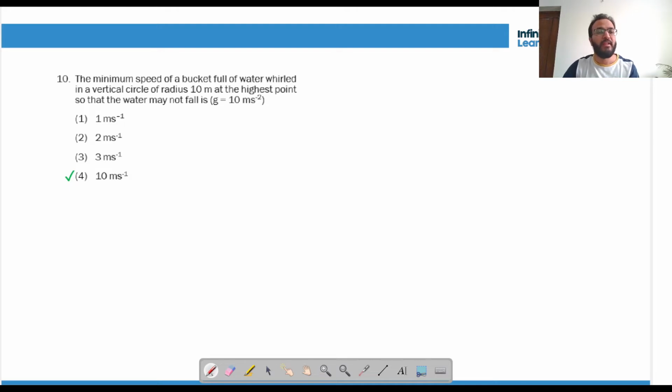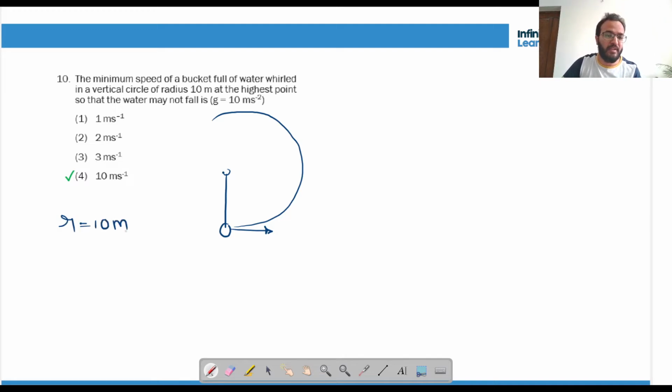That is okay. Now the minimum speed of a bucket full of water whirled in a vertical circle of 10 meters at the highest point. Okay, simple. What we will do, we will do it like this. Now it is whirled in the vertical circle. What is the radius? Radius is given as 10 meter, at the highest point, so that the water may not fall. Okay, so it's simple.